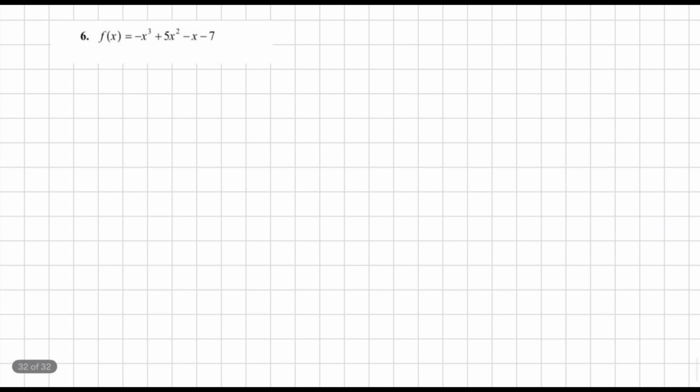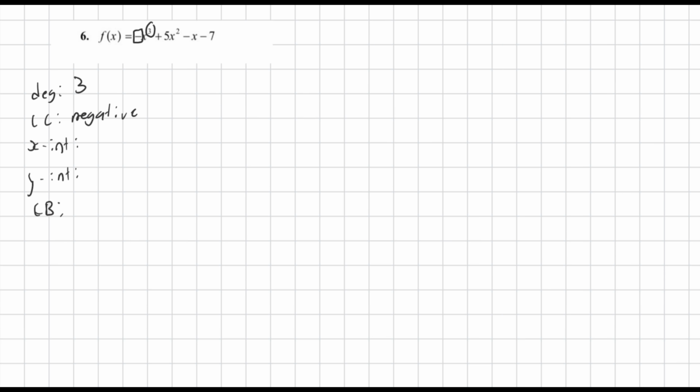Number 6, you can go ahead and try this one. This one's going to be a little bit different, so I'm going to walk through it, but feel free to go ahead and do it yourself if you're confident with it. So let's start out by writing our degree. It's just the highest degree that's here, so it's a degree of 3. Our leading coefficient, that's always going to be your a value, so it's going to be negative.